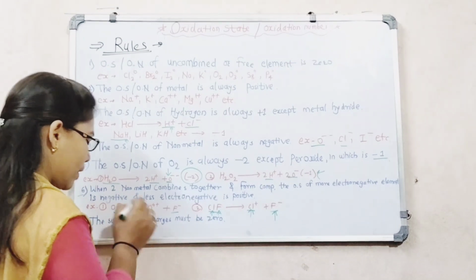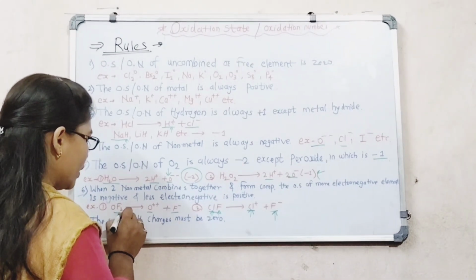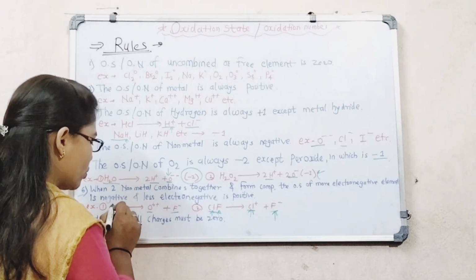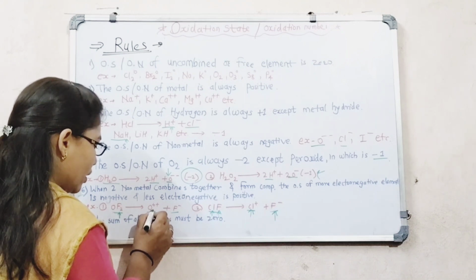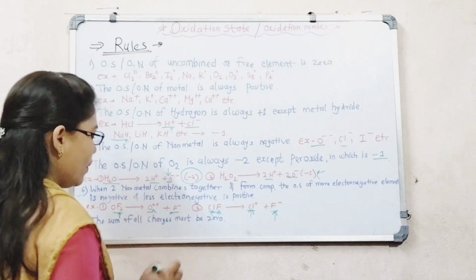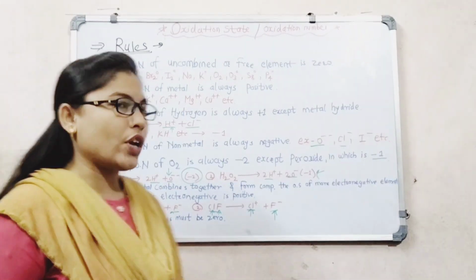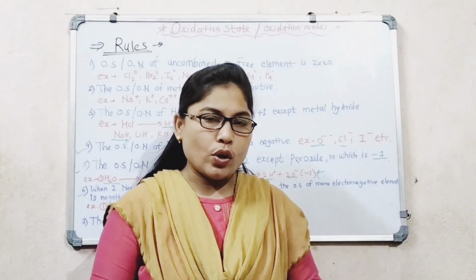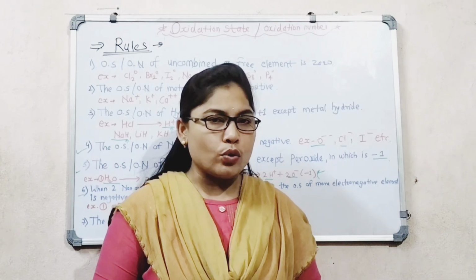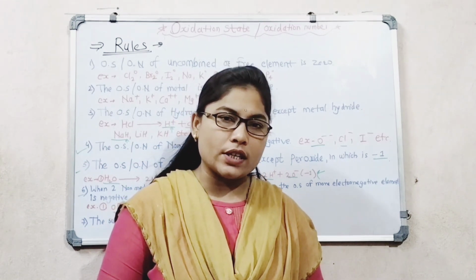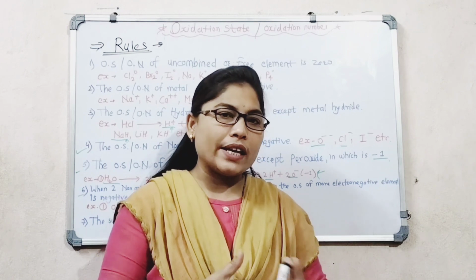And in the other example, the electronegativity of fluorine is more than oxygen. So that's why oxygen carries the positive value and fluorine carries the negative value. Then the last rule is that the sum of all charges must be 0. So guys, these are the different rules to assign the oxidation state or oxidation number. Let's see the examples.